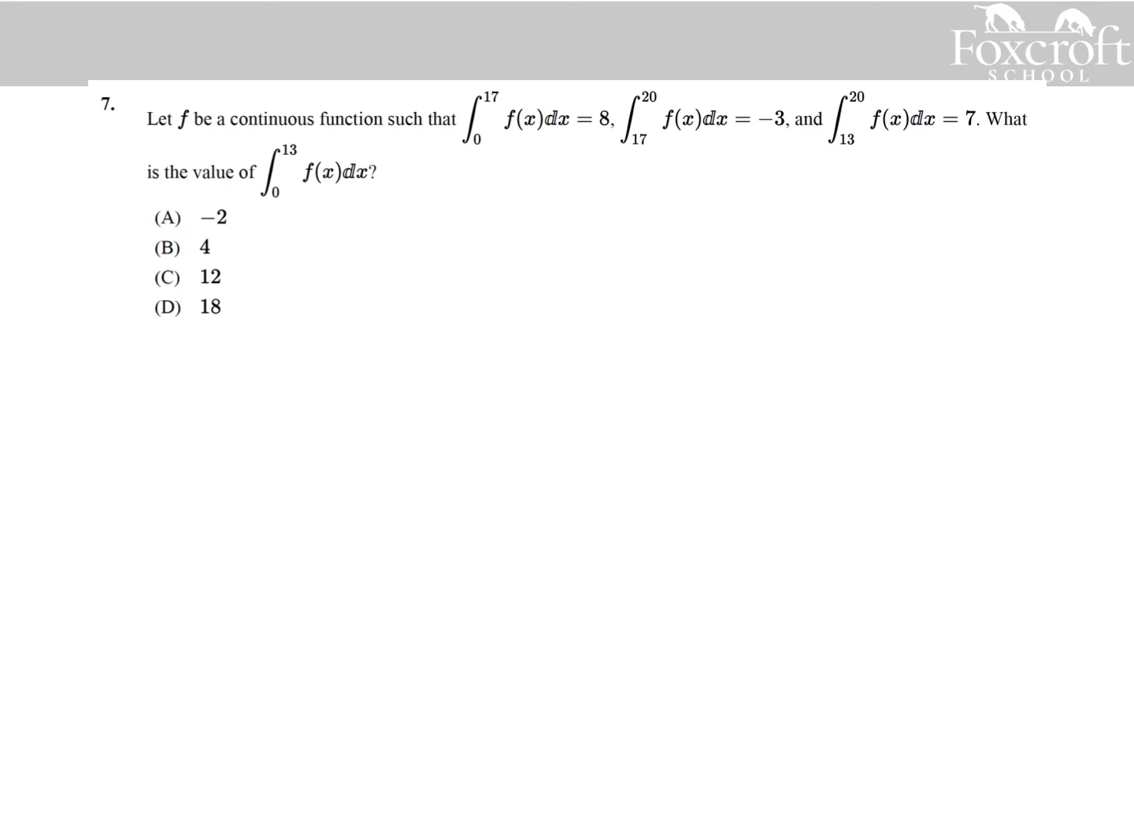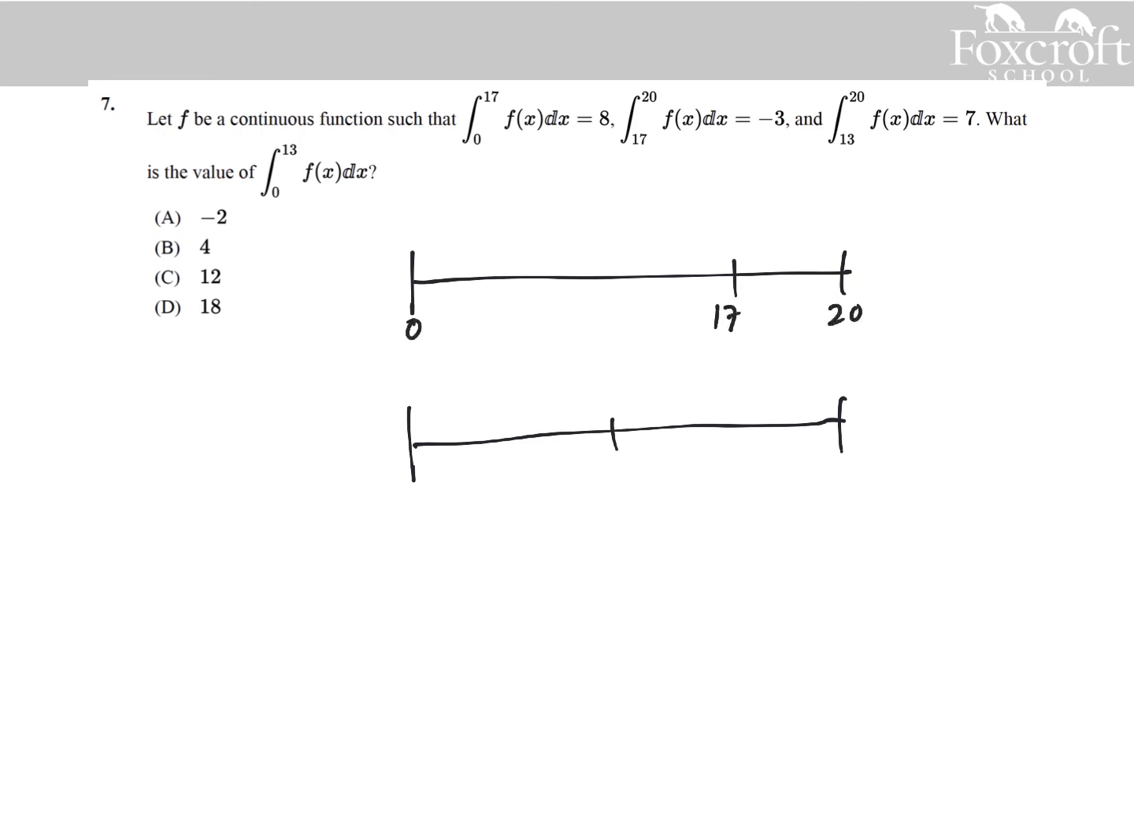All right, let f be a continuous function, we know the integral from 0 to 17, 17 to 20, 13 to 20, and we're going to figure out the value from 0 to 13. So I'm going to make kind of two different number lines. We know what the integral from 0 to 17 is, and from 17 to 20. That was 8. This is -3. And we know the integral from 13 to 20, and we know what it is from 0 to 13. So this is our question mark, and we know that this is 7.